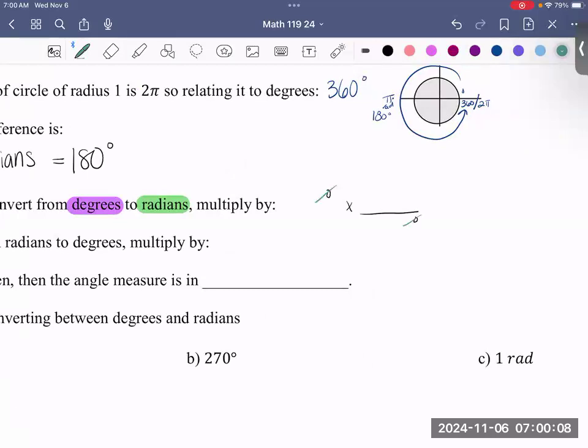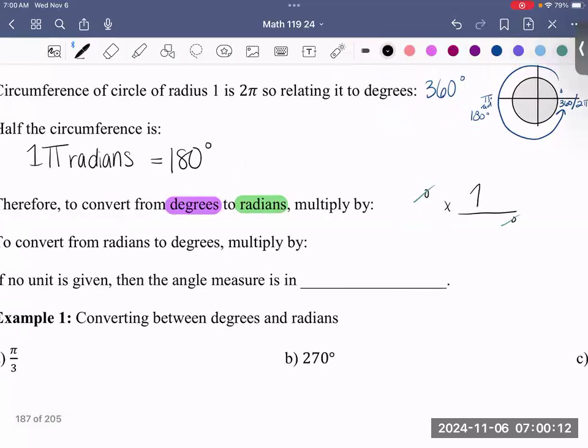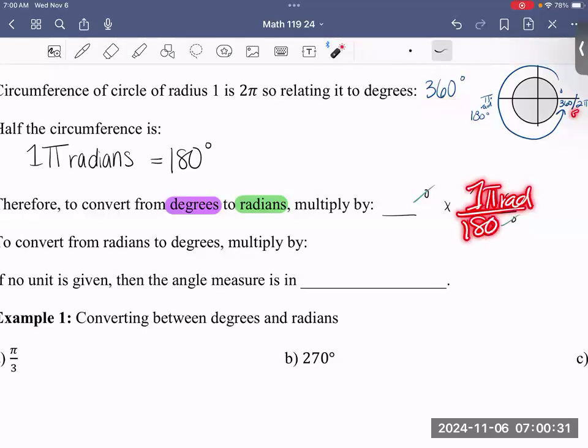So we're going to be using the idea of 1 pi radian divided by your 180 degrees. So when we go from degrees to radians, we'll multiply not by 360 and 2 pi, but by 1 pi radian over 180 degrees. That way it allows for your degrees to cancel.